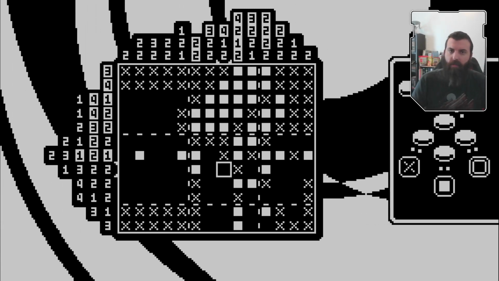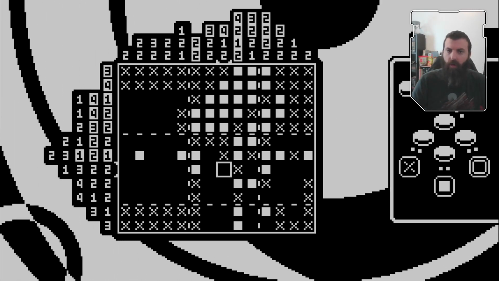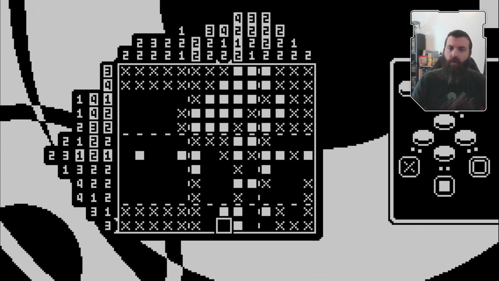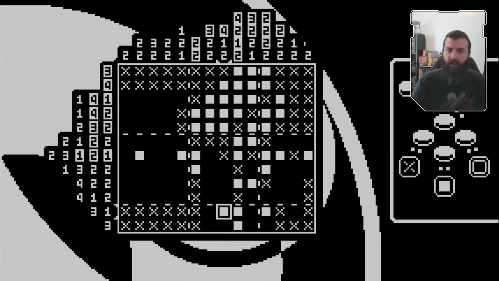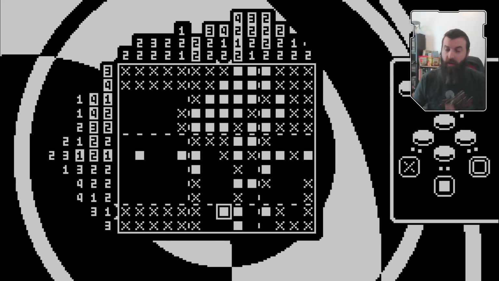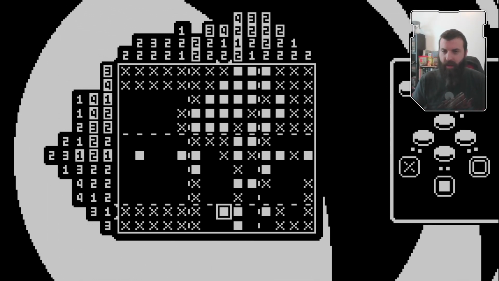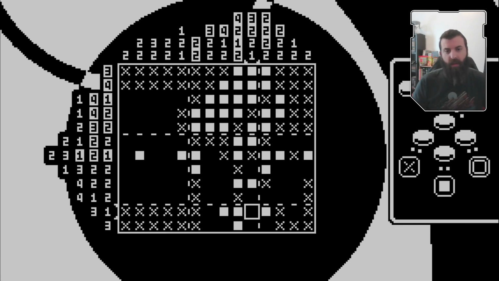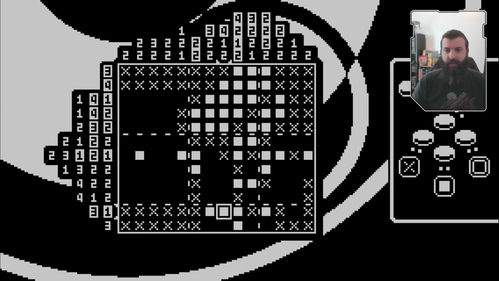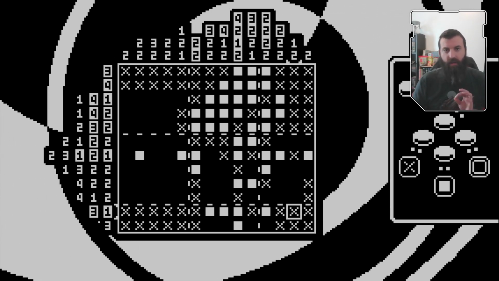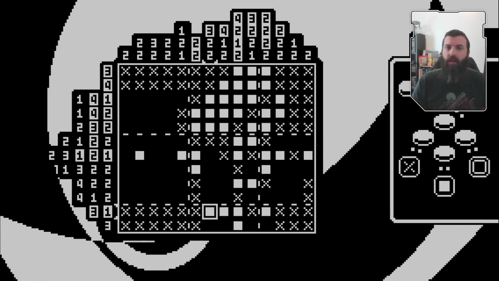Looking vertically, we've got this 4, 1, 2, so 1 space 1, 2, or 1, 2 space 1. So we know that this pixel has to be filled in, which then lets us go back to that row that we were just looking at and say, okay, this can't be filled in because otherwise it'd be a 4. That means that that's our 3, can X that out, and we're done with that.